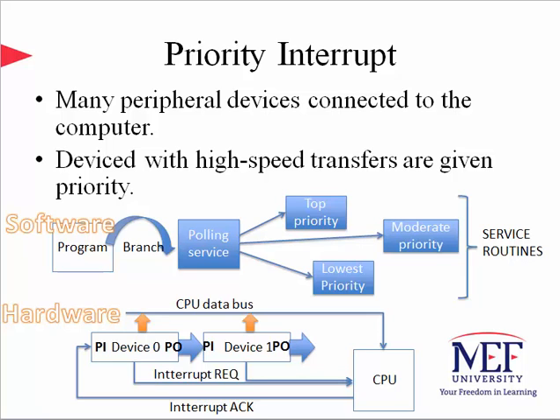One of the most popular ones is the daisy chain model, as shown in this slide. In this method, the device with the highest priority is placed in the first position, and it's followed by other devices in descending order of priority. When interrupts are requested, the CPU sends an interrupt acknowledgement to the highest priority device.